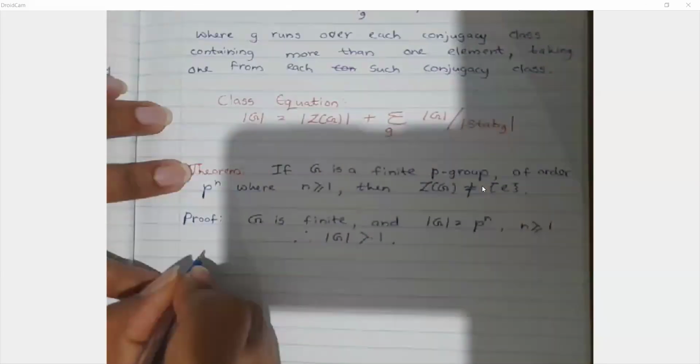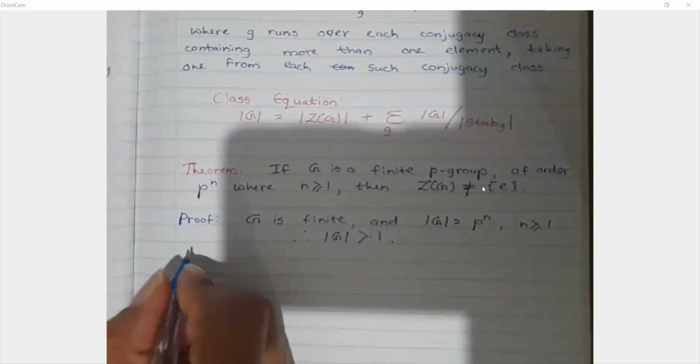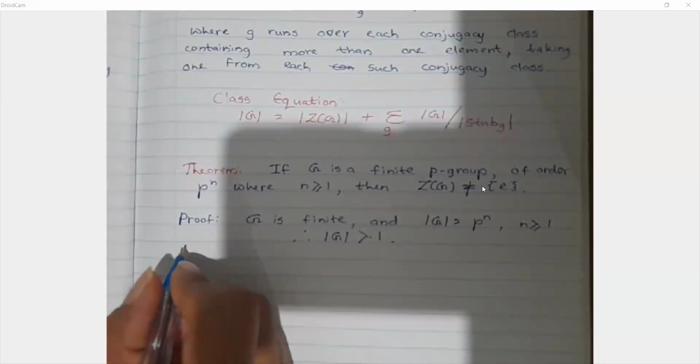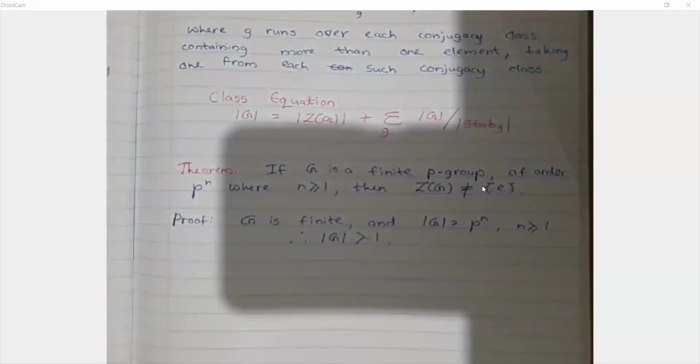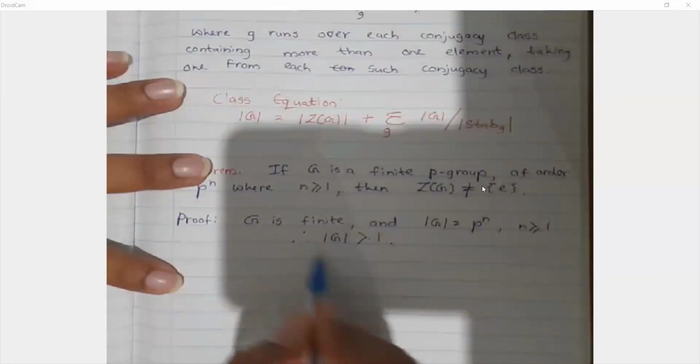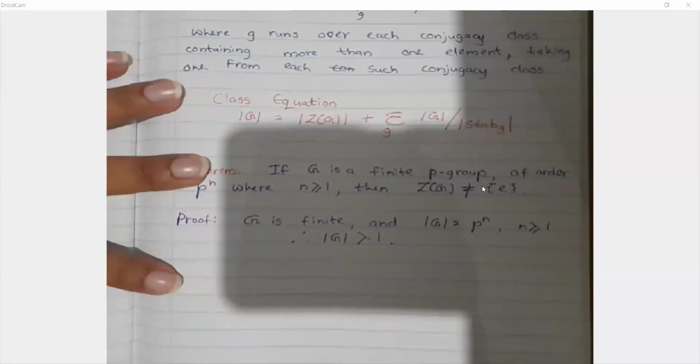Now, we can consider two cases. One is when the center of the group is simply equal to the group itself, and the other case when it's not equal to the group itself. If the center of G is equal to G itself, then obviously the number of elements in the center is more than one, because the order of G is more than one. Therefore, we conclude this is also non-trivial, right?